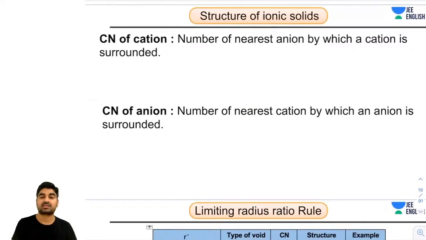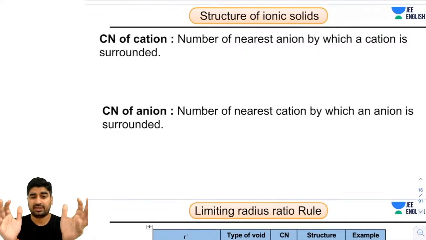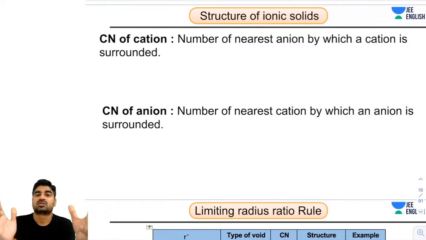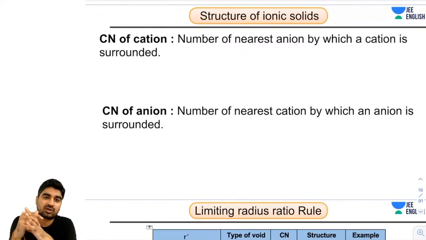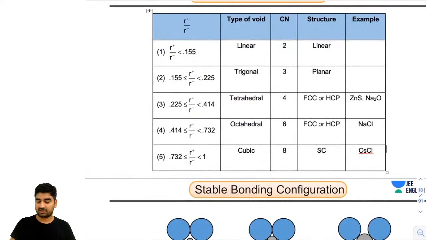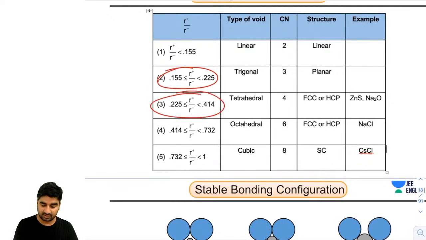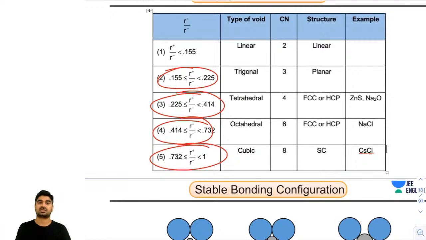So what is the coordination number of a cation? So cation will be surrounded by anions. So the number of nearest anions which are touching a cation is called its coordination number, and the same is applicable for anion. So this is a brief recap I am giving you, and then we did these ratios, and I told you to remember this table.